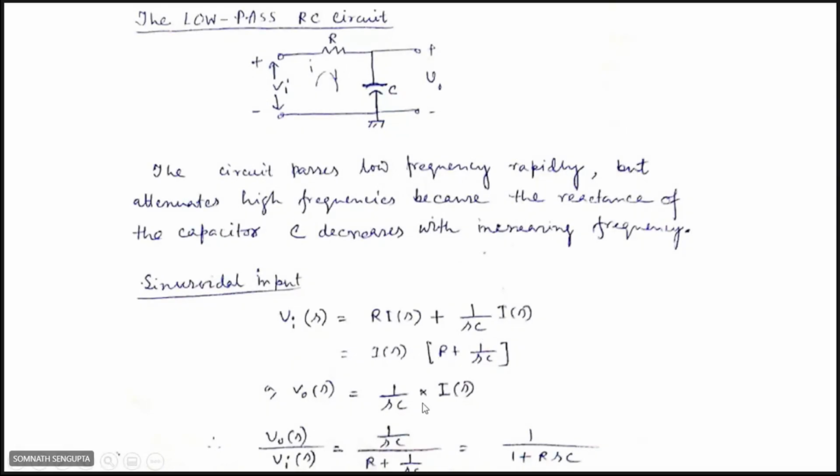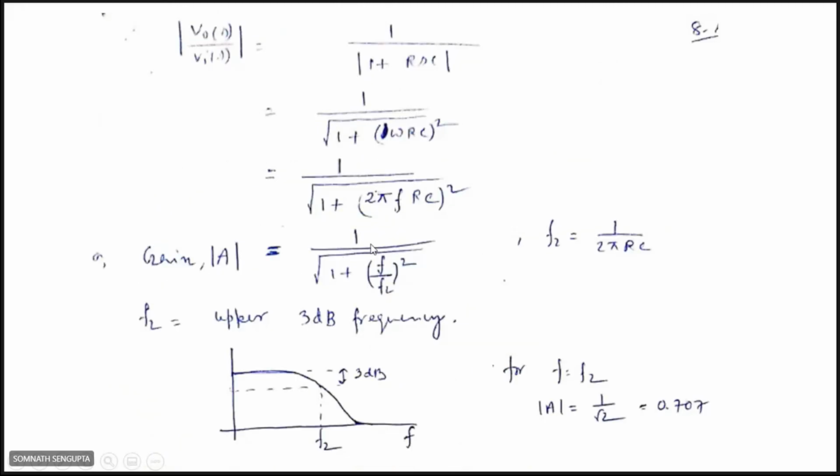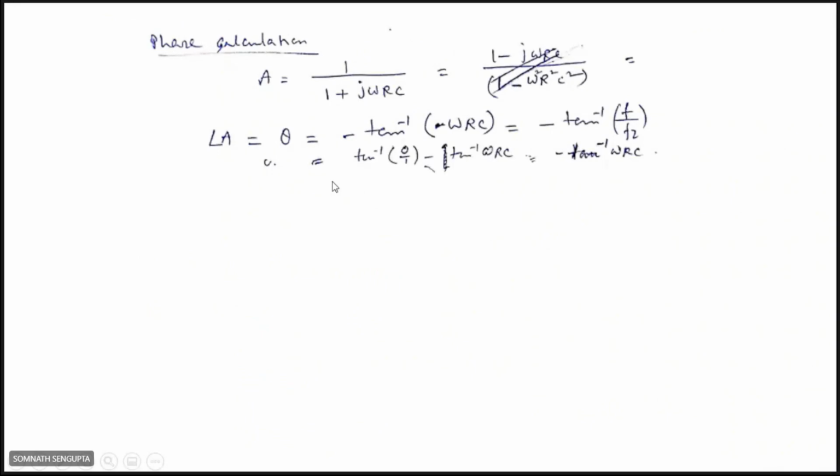Now what is the input output relation? The way we have earlier seen, using Laplace transform we finally get V0 by Vi equal to 1 by 1 plus SRC. Here again there is a cutoff frequency 1 by 2 pi RC, and at that cutoff frequency we get 3 dB loss. There is also a phase relation: the phase is minus tan inverse omega RC.